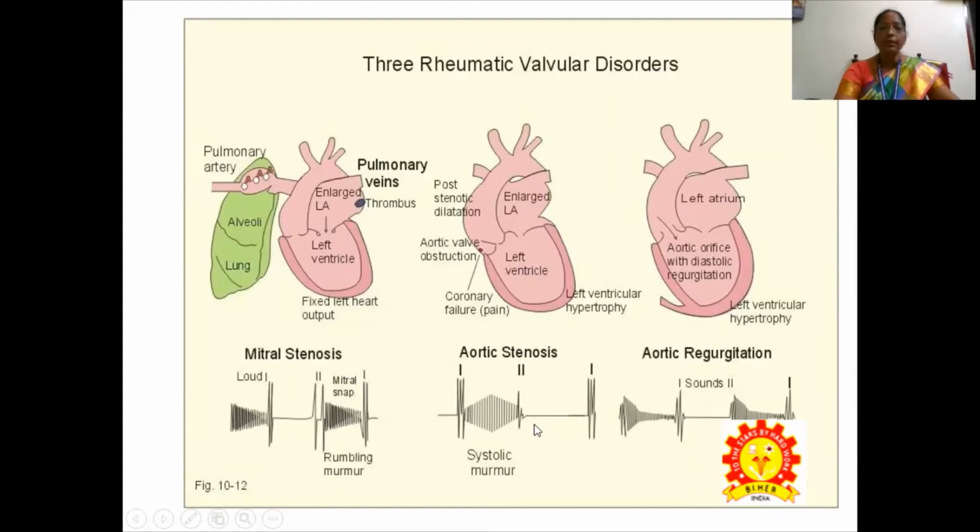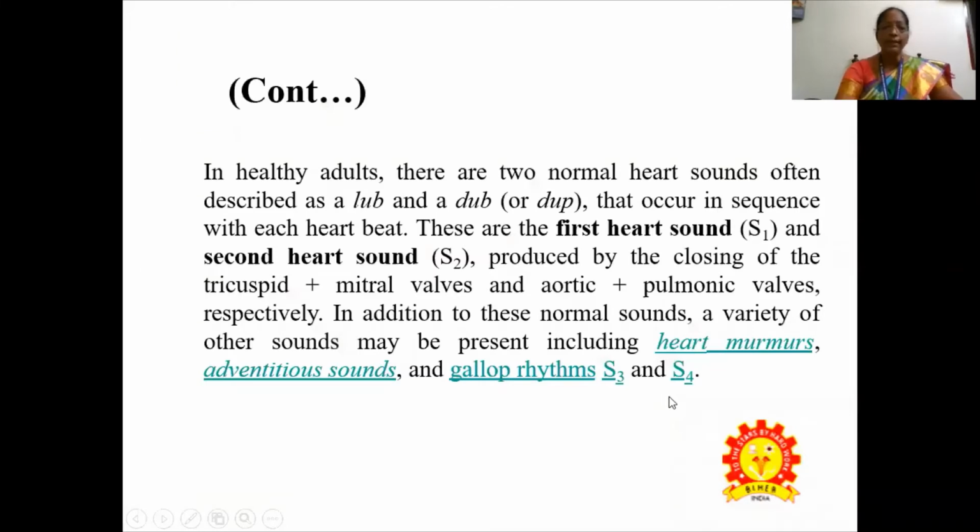These are the three rheumatic valvular disorders which are seen in the heart. This produces a sound difference: a rumbling murmur for mitral stenosis, a systolic murmur in aortic stenosis, and it sounds two different ways in aortic regurgitation. In healthy adults, there are two normal heart sounds, often described as a lub and a dub, that occur in sequence with each heartbeat.